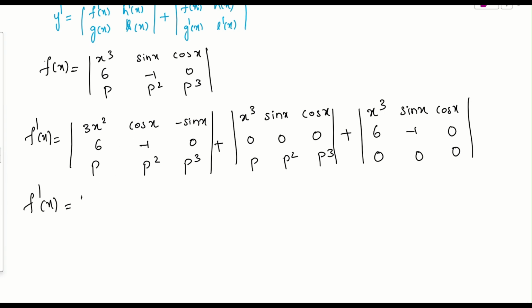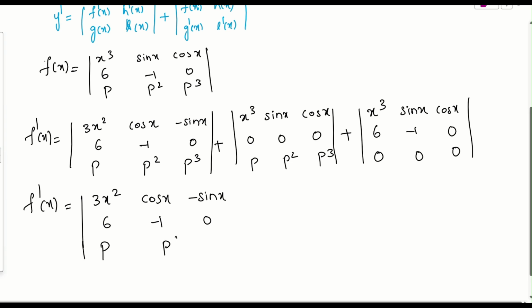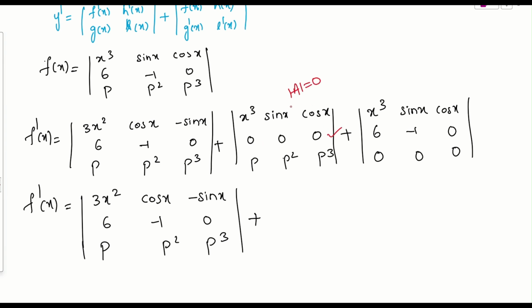So now if you look into this, what will we be getting here? First row, nothing, we simply take as it is: 3x square, cos x, minus sin x. And this will be 6, minus 1, 0. And this will be p, p square and p cube. Agree. If you check the second determinant, there is one property: in any row or any column, if all the elements of the row or column are 0, then the determinant will be 0. Is it okay? So if I check the second row, each and every element is 0. So this determinant will be 0. Similarly here, the third row is completely 0. We can say that this determinant is also 0. Is it okay? So we'll be getting 0 plus 0.